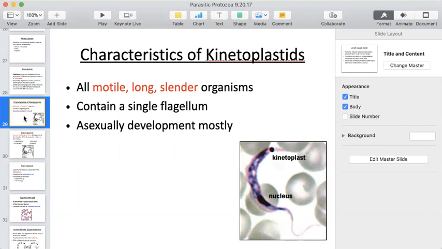All of them are going to be motile. Again, they're going to have a long, slender morphology or shape. They contain a single flagellum. Most of them develop asexually. If you look at the image that I have here, you see this long, slender body with the singular flagellum attached. Over here, this circular structure is going to be the kinetoplast, and the shape of it is quite distinguishable from this nucleus here. So the kinetoplast would be this dark circular region here.